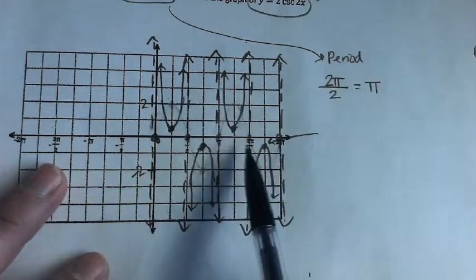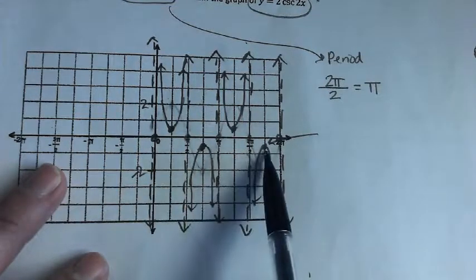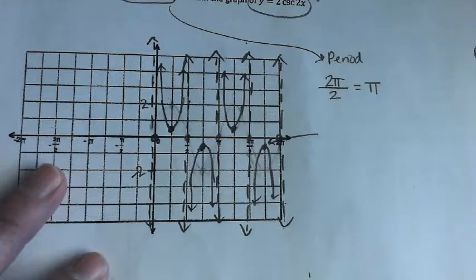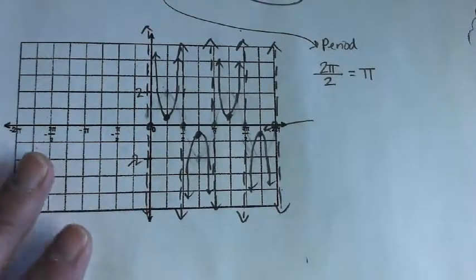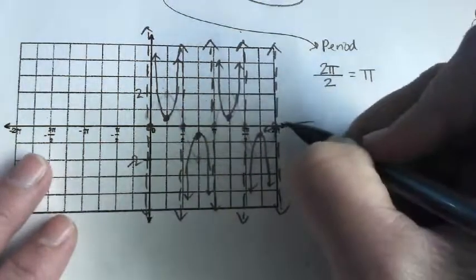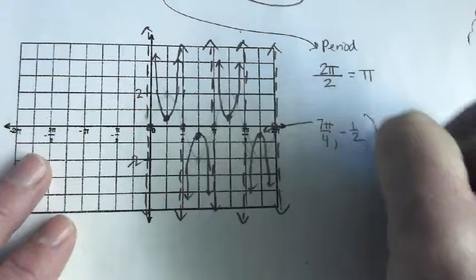Pi and 2 pi, so 3 pi over 2. What is this going to be? What's halfway between 3 pi over 2 and 2 pi? 7 pi over 4. So that point would be 7 pi over 4, comma, negative 1/2.